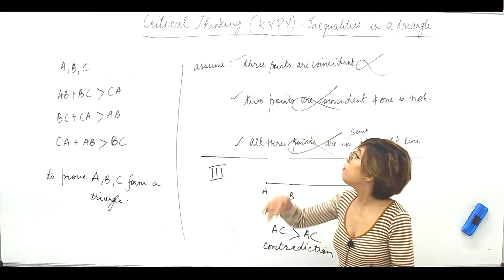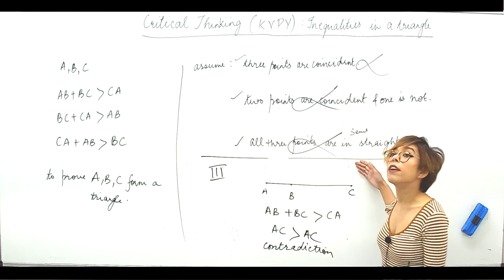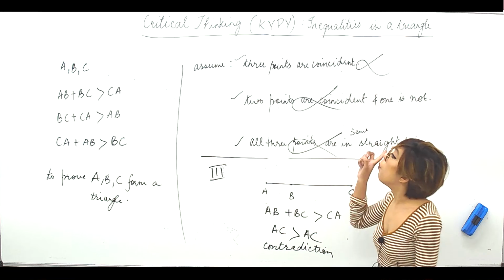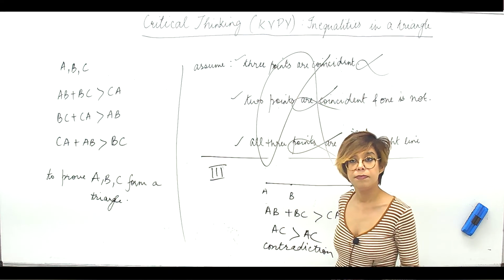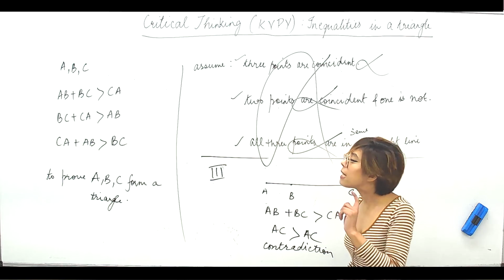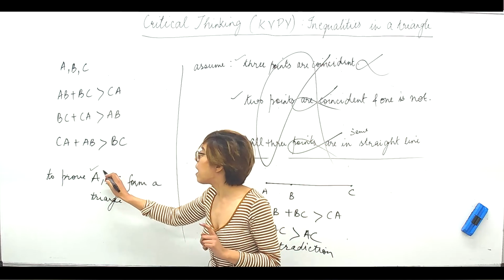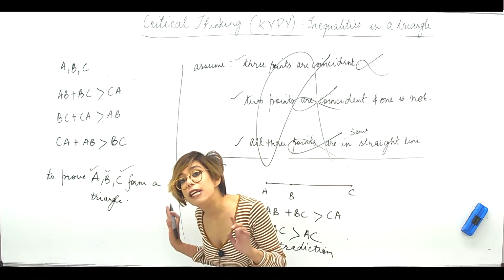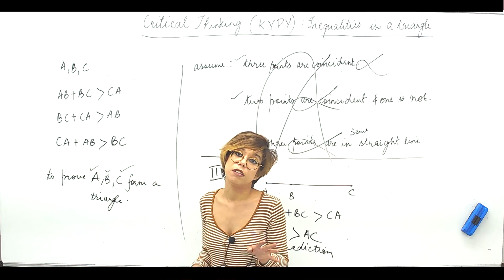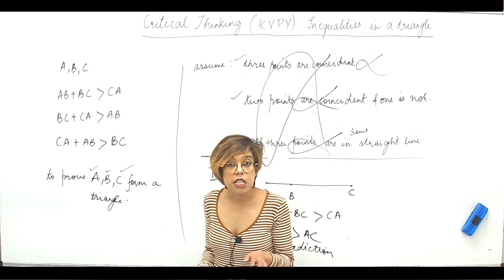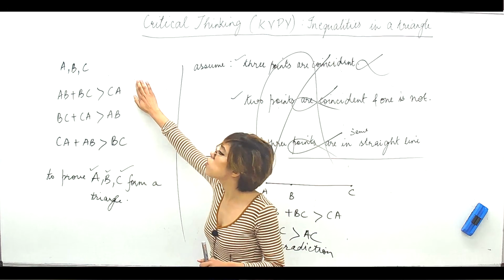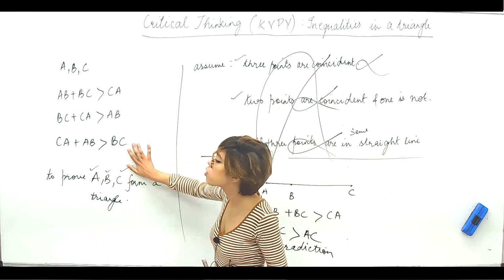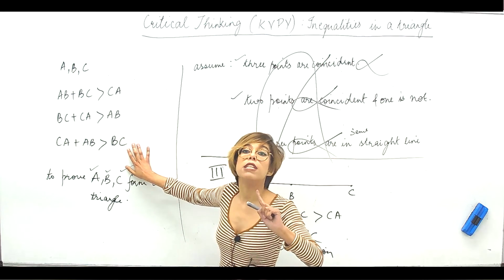So in each of the possible cases, there is a contradiction. That means what we assumed is entirely wrong. That is why I can say that the 3 points A, B, C will definitely form a triangle. So that means given 3 points A, B, C, if this is true, and this is true, and this is true, definitely those points will form a triangle.